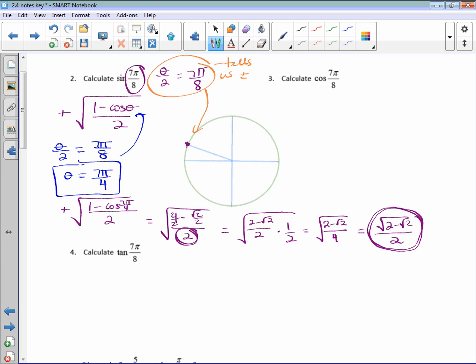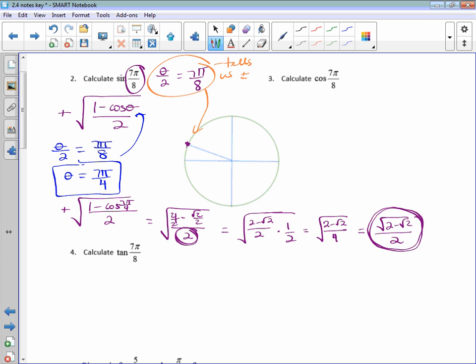From here to here or here to here? This one to this one? I turned 1 into 2 over 2. So that gave me 2 minus root 2 all over 2. That's this. Dividing by 2 is the same as multiplying by 1/2. Sure? Okay, that's all. Then I just multiply. Okay. All right. Let's do it again.